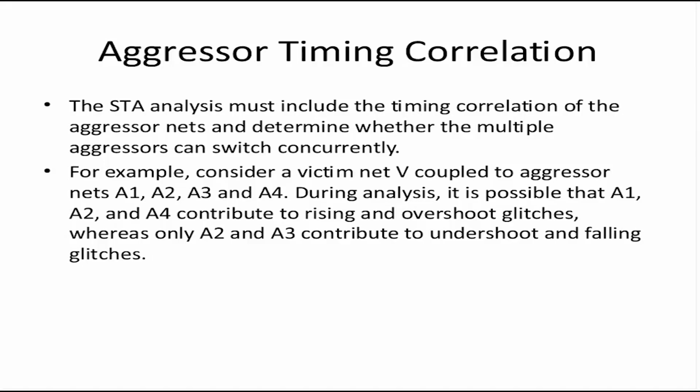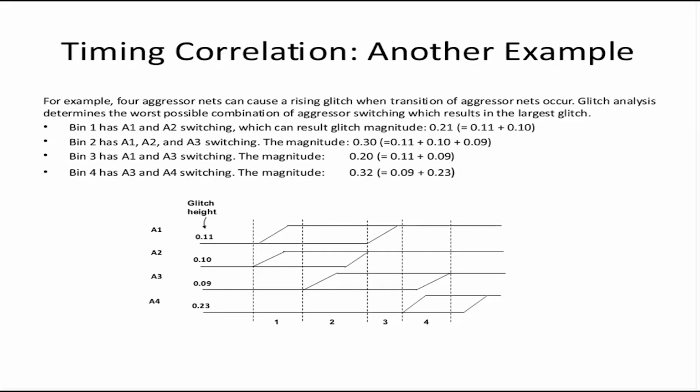Let's see this example. Now let's say there are 4 aggressors with different glitch heights. The glitch heights being 0.11, 0.1, 0.09, 0.2. These are in terms of voltages, and being a timing tool, PrimeTime has the timing window information for A1, A2, A3, and A4.